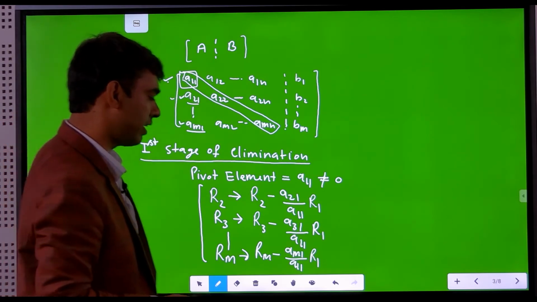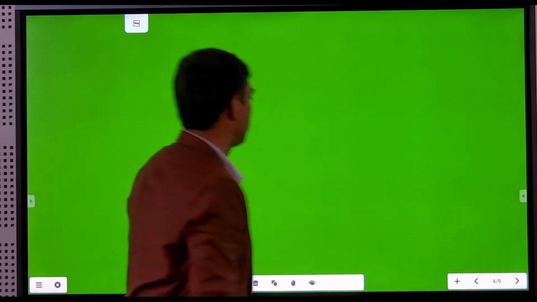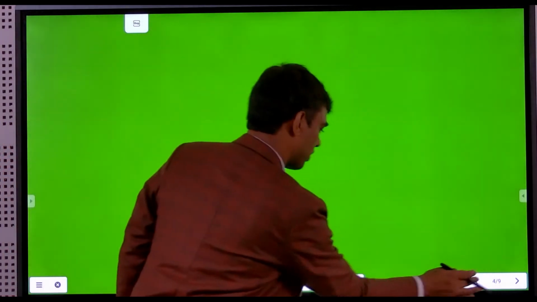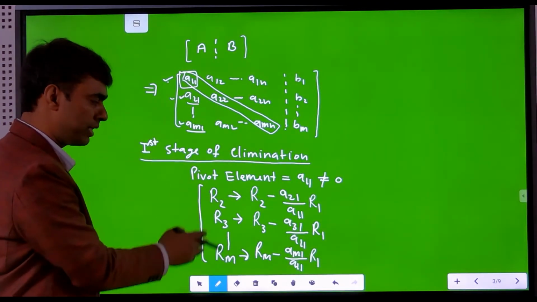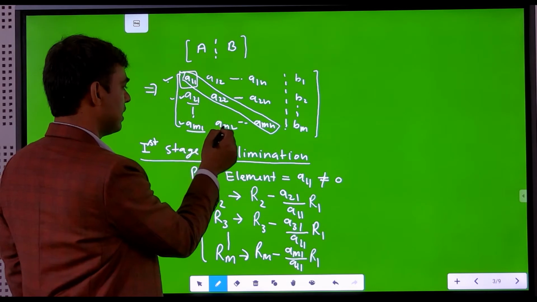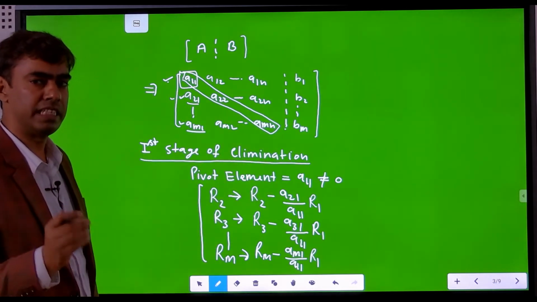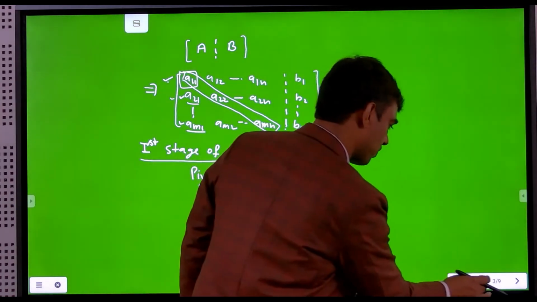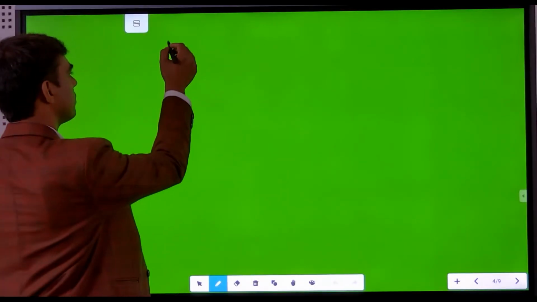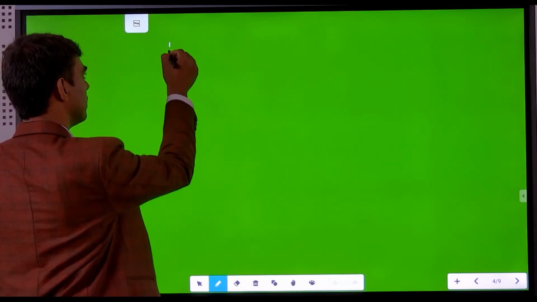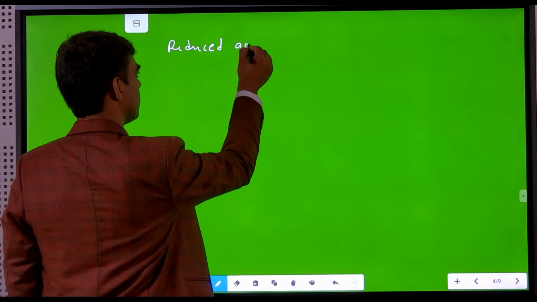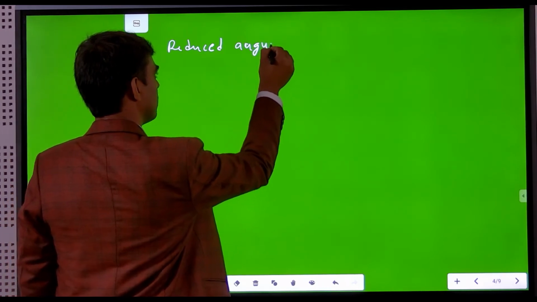Now, after the first stage of elimination, what is the reduced form of the augmented matrix? After performing these row operations, there is a change in these elements, and V2 and all the elements will be changed. So, after performing the first stage of elimination, suppose the reduced augmented matrix is like this one, the reduced augmented matrix.